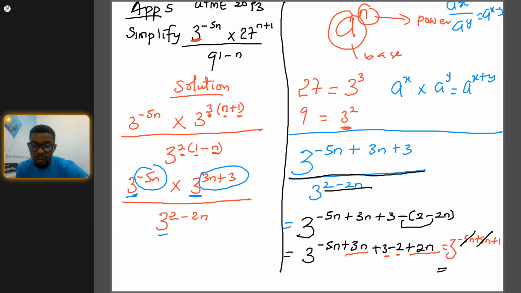So that means the answer will be 3 raised to power 1, which is also equal to 3. That means the final answer is 3. For this expression, simplify this question, our answer will be what? 3. Because minus 5n plus 5n has cancelled each other, and what we are left with is 1. 3 raised to power 1 is also 3.